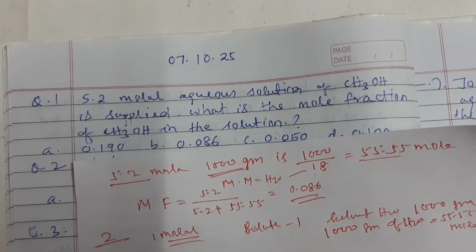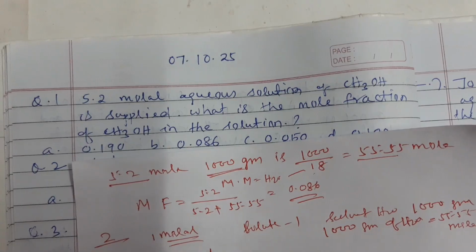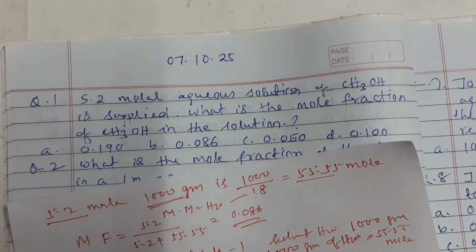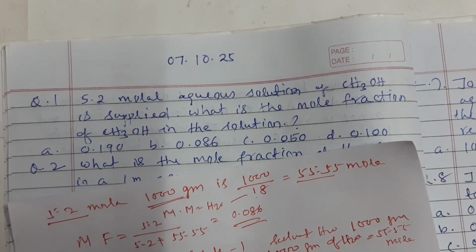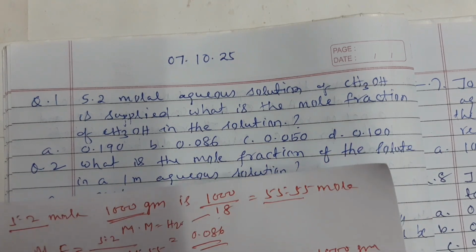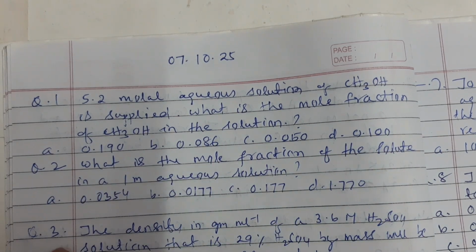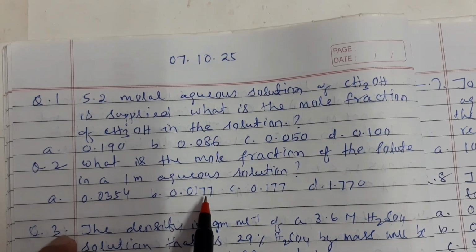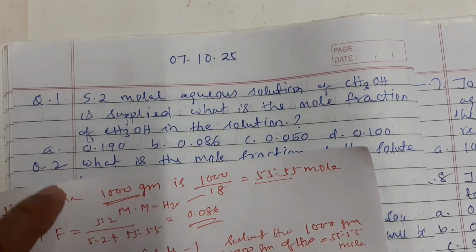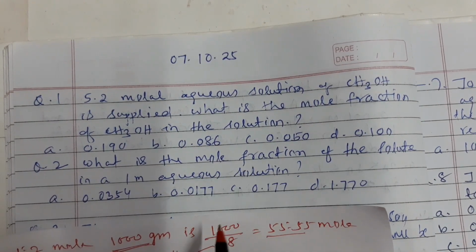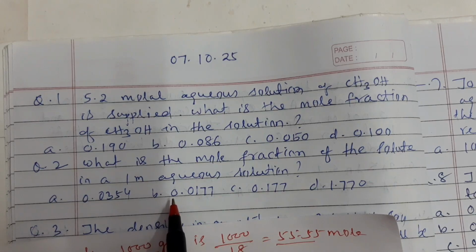Then you calculate mole fraction. Mole fraction is equal to 1 divided by 1 plus 55.55. So you will get 1 by 56.55, and the answer is 0.0177 mole fraction. So choice B is the correct answer.